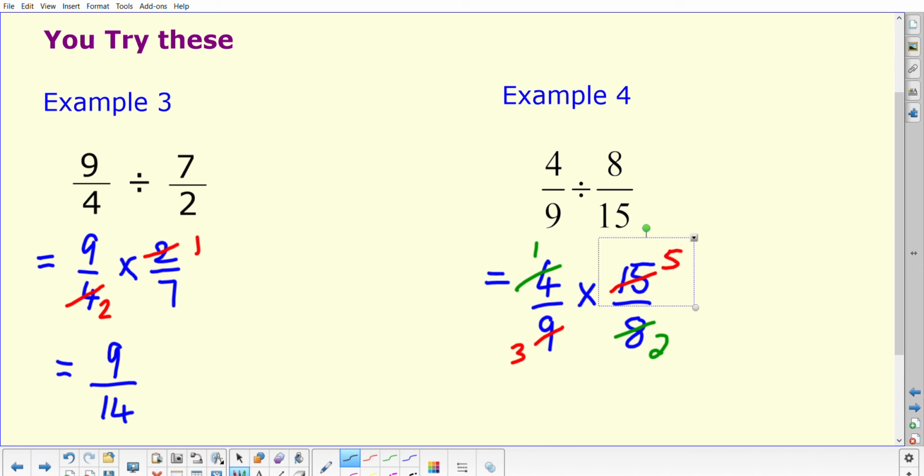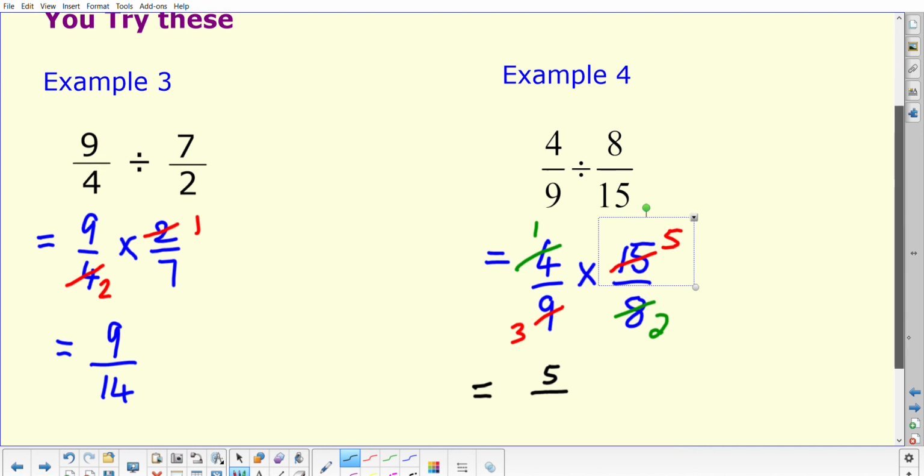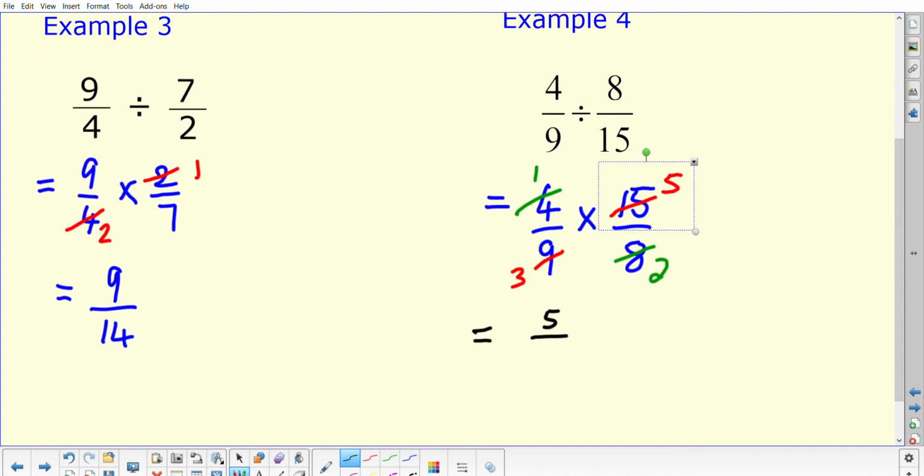That then leaves us doing our calculation. 1 times 5 is 5 on the top, and 3 times 2 is 6 on the bottom. Always make sure that your final answer, if you don't do the cancelling bit, is in its simplest form.